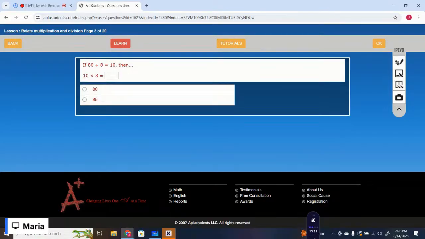If 80 divided by 8 equals 10, then 10 times 8 equals 80. Option number 1 is the correct option.